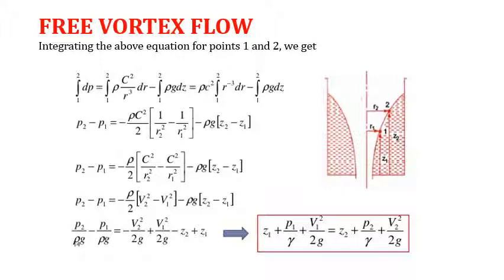Now you can see c square over r2 square is basically v2 square, and c square over r1 square is basically v1 square. So if you rearrange the expression and divide both sides by rho g, and then rearrange it in such a form that you take elevation head, kinetic head, and pressure head to one side for one section, and then just rearranging, you will get this form, and this basically indicates that Bernoulli's equation is valid for free vortex flow.